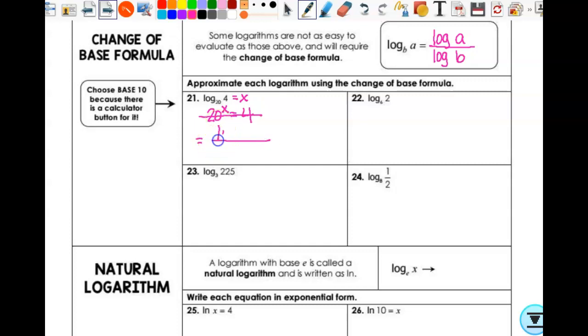That means I'm going to get a log in the numerator, a log in the denominator. The base goes in the bottom, and this goes in the top. And no, you cannot reduce the 4 and the 20, because it's not log times 4, it's log of 4 and log of 20. Okay? We good with that? Questions you got? Okay.